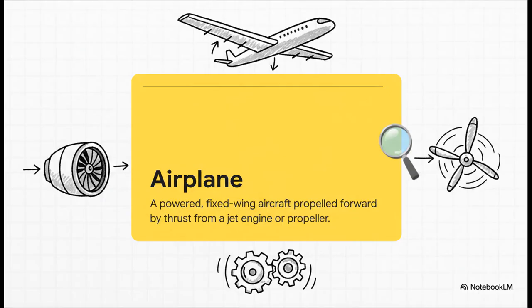So, before we get into all the different kinds, let's start with the absolute basics. What is an airplane? Well, this definition is key. It's a powered, fixed-wing aircraft, powered by the thrust from an engine, and fixed wings so that air flowing over them generates lift. It's this beautiful dance between pure physics and brilliant engineering.